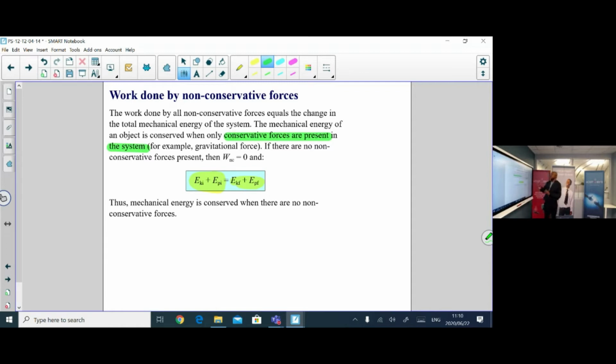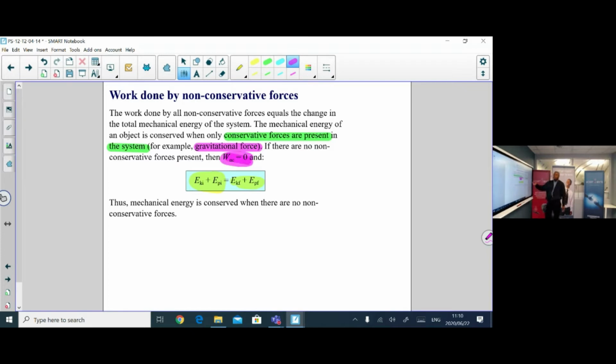And then the examples, like I said, an example there is gravitational force. I tried to explain this under conservative forces. If there are no non-conservative forces present, then we have W sub NC is equal to 0. In other words, the work done by the non-conservative forces is equal to 0. Okay, don't forget this. This is very, very important.